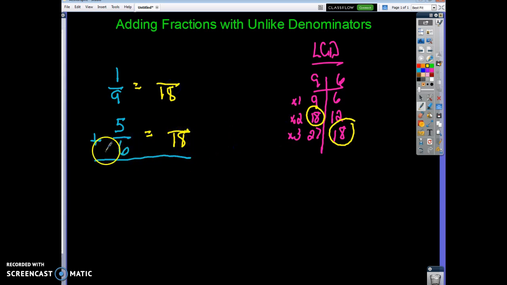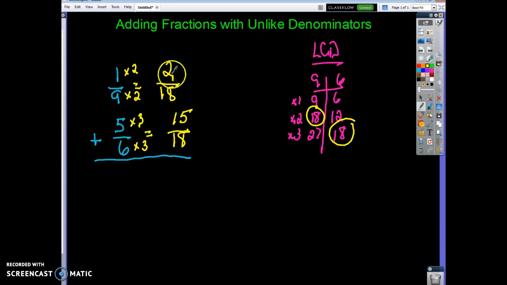So I need to rewrite 1/9 and 5/6 as a new fraction where 18 is my denominator. And I'll just go back and say, okay, well, 6 times what is 18? 6 times 3. I can look over here at my t-chart. What I do to my denominator, I have to do to my numerator. 5 times 3 is 15. We have 9 times 2 is 18, and 1 times 2 is 2.